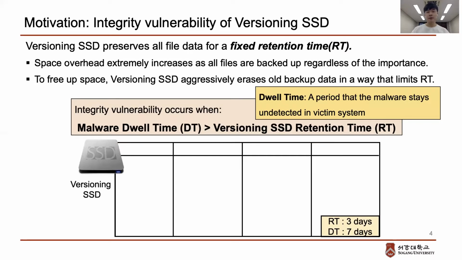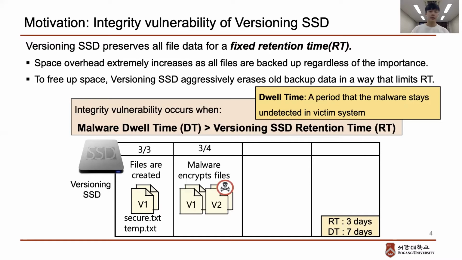Let me give you an example. Suppose that there are important file secure.txt and unimportant file temp.txt created on March 3rd. The versioning SSD has a retention time of 30 days, and the malware's dwell time is 7 days. On March 4th, ransomware encrypts 2 files and ransomware is hidden undetected. From this point, the previous version of the files are preserved for 3 days.